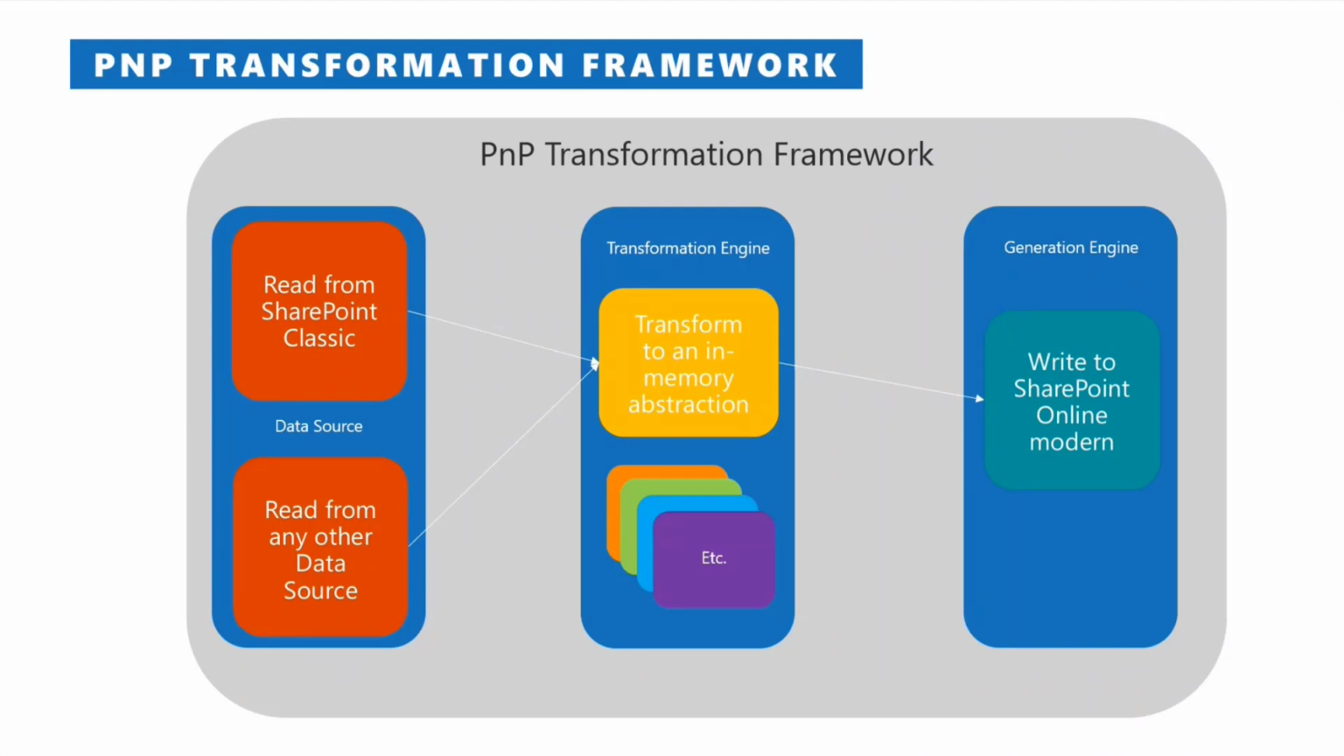So the idea is that the transformation engine is a pluggable engine where we can plug in our mappers. And right now, again, we provide out-of-the-box mappers that target the main target of the transformation, which is SharePoint Classic to SharePoint Modern. But ideally, you can create your own mappers, or you can customize and register your own mappers if you want to simply change the default behavior of the transformation framework. How can you do that?